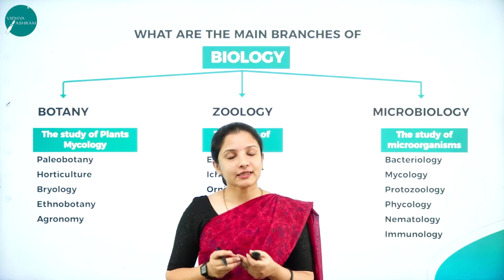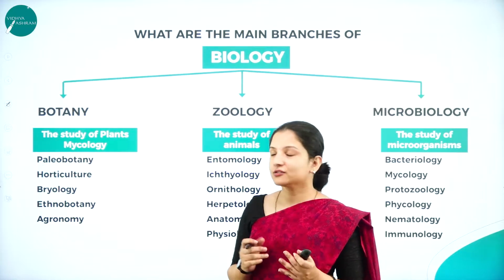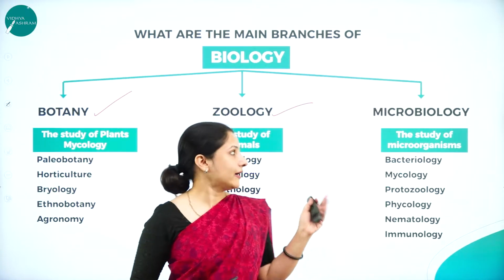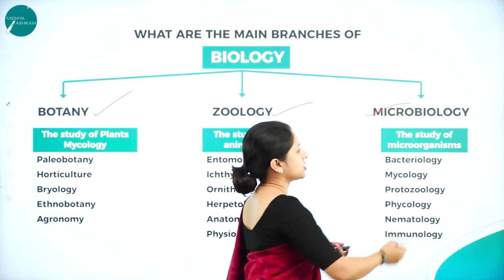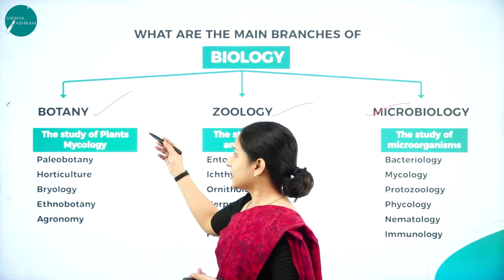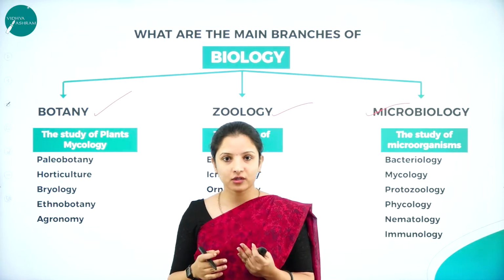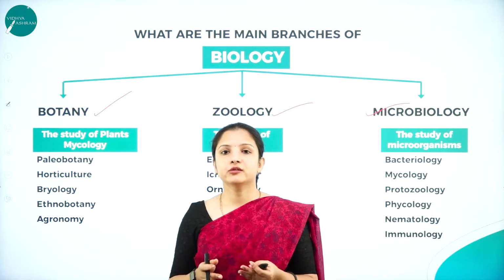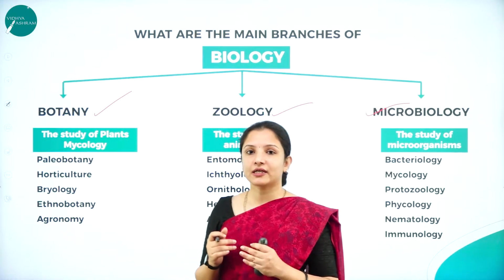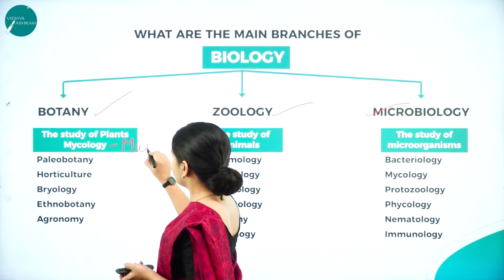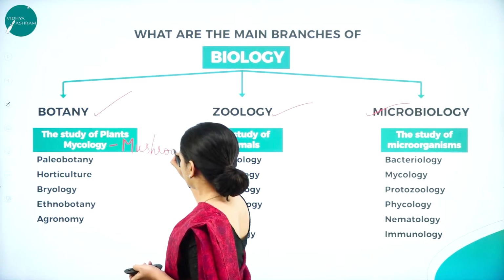Biology is studied with three main branches, the first being botany, then zoology and microbiology. Under botany, we study about plants. The study of plants is called botany, and botany also includes mycology, wherein we study about the fungi, especially the mushrooms. That is nothing but mycology.